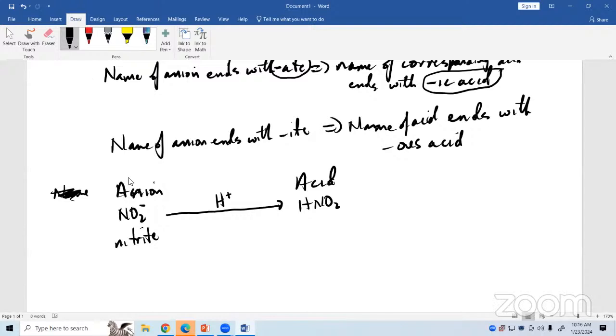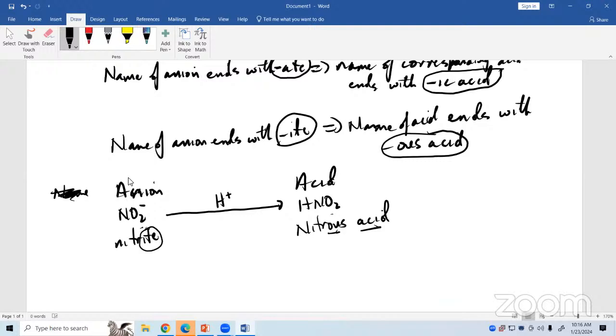All right? So remember what we said here. If the name of the anion ends with ITE, the name of the corresponding acid ends with OUS, right? So this is called a nitrite ion. So the name of the acid that is formed would be nitrous acid. All right, everybody see that? So that's how we deal with naming anions that end with ITE, naming the corresponding acid, and their names end with OUS acid.